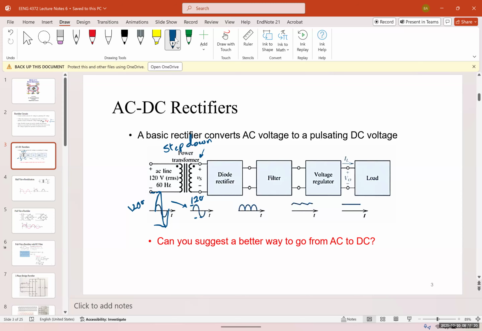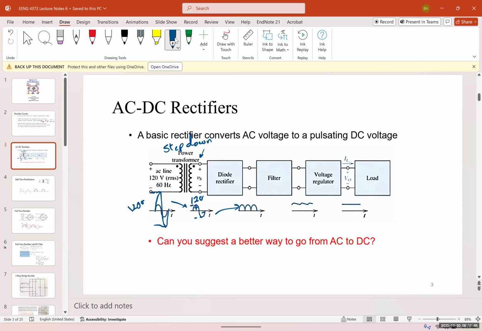Then we use a diode rectifier. The most widely used is the bridge rectifier to go from the AC to the pulsating, I could say, DC. So we eliminate the negative part, and we have an all positive, pulsating signal. So it doesn't look like DC at all.